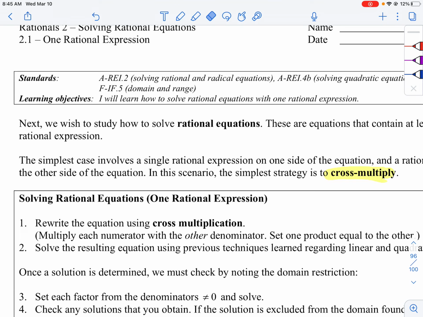Now, in the handout, it says that in this scenario, the simplest strategy is to cross multiply. However, when we move on to the next lesson, which is called multiple rational expressions, cross multiplication is a strategy that will no longer work. So, in this case, I would like to teach you a strategy that will work on both lessons. That way, we don't have to remember, do I cross multiply here or whatever, right? So, we are going to use a different strategy.